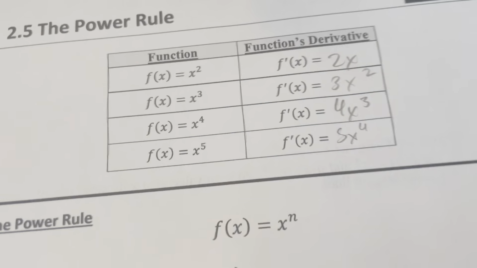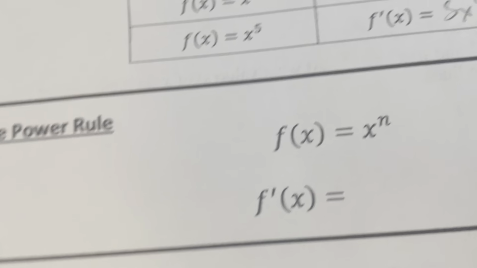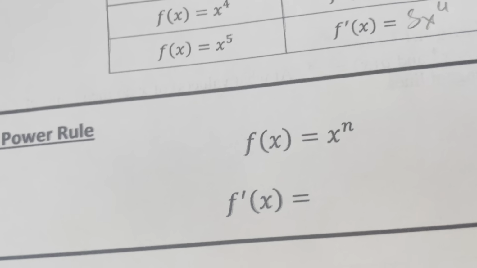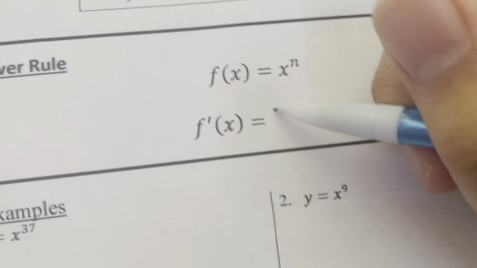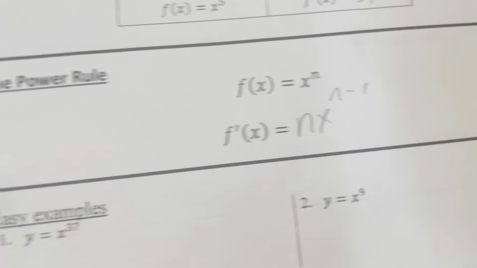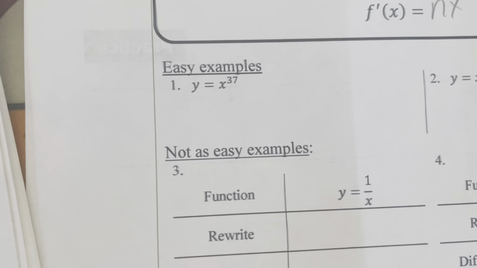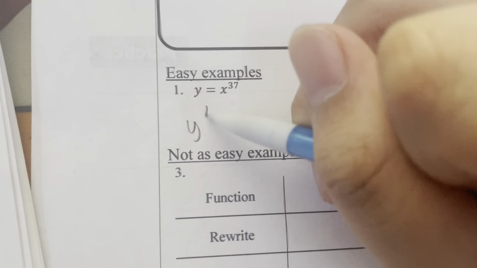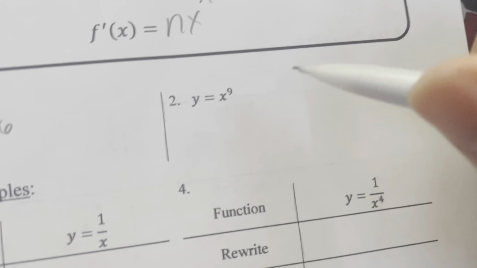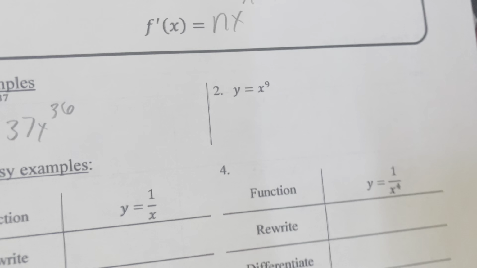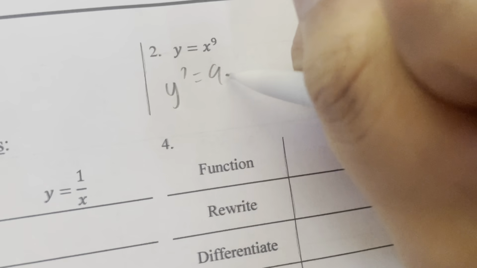You might notice a pattern. So for the power rule, if f of x is x to the power of n, f prime of x is nx to the power of n minus 1. Some easy examples: if y equals x to the power of 37, y prime would be 37x to the power of 36. If y equals x to the power of 9, y prime equals 9x to the power of 8.